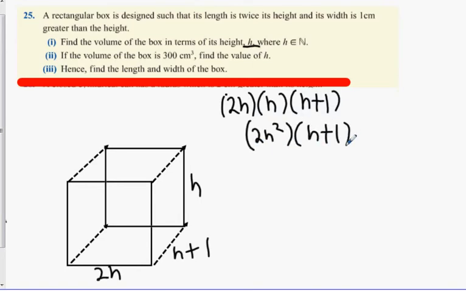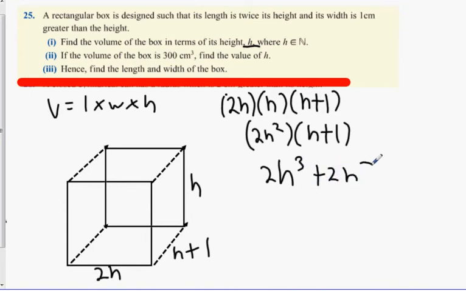What's volume again? Volume equals length multiplied by width multiplied by height. Hence I multiplied all 3 sides by each other, and area is length by width. So we get 2h times h plus 1 times h, which gives 2h cubed plus 2h squared. Is that alright with you guys?